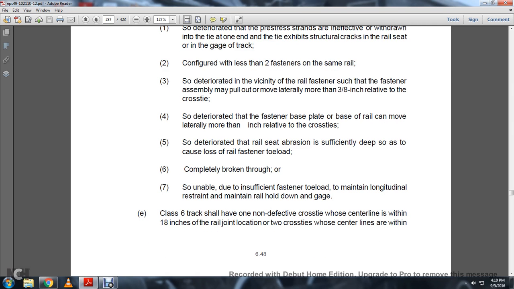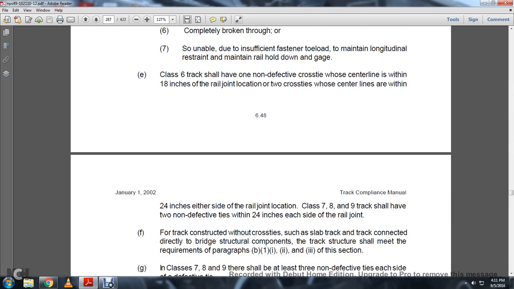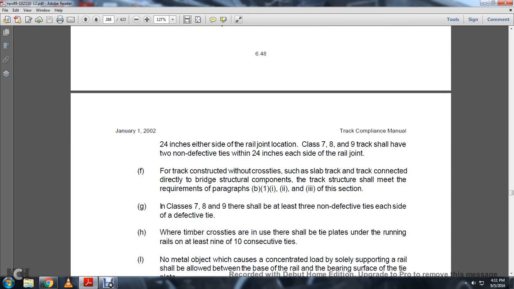E. Class 6 track shall have one non-defective cross tie whose center line is within 18 inches of the rail joint location, and 2 cross ties whose center lines are within 24 inches on each side of the rail joint location. Class 7, 8, and 9 tracks shall have 2 non-defective ties within 24 inches on each side of the rail joint.